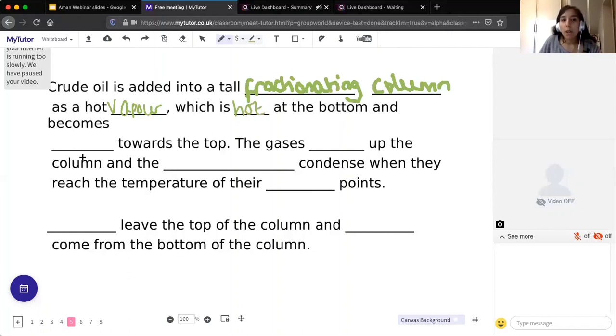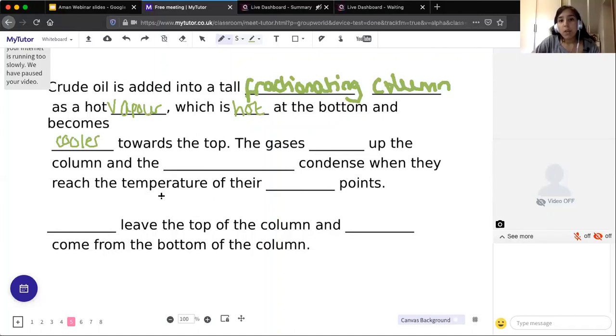And so what does it become towards the top? If it's hot at the bottom, what does it become towards the top? Cooler, excellent, well done. So currently we've said crude oil is added into a tall fractionating column as a hot vapor. We vaporize it, and that fractionating column is hot at the bottom and becomes cooler towards the top, which is exactly the same as when you do it at school with glass beads. It will always be hotter at the bottom than the top. The reason for that at school is that we use a Bunsen burner, which is always closer to the bottom, and the way the glass beads are arranged allows it to be cooler at the top and hotter at the bottom.